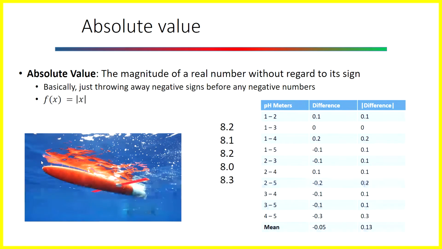Instead, it makes much more sense to calculate the precision by first taking the absolute value of the differences between the measurements, which basically means getting rid of all of the negative signs. When we now take the arithmetic mean of the absolute value, we get a much more realistic estimate of the precision with a value of 0.13.